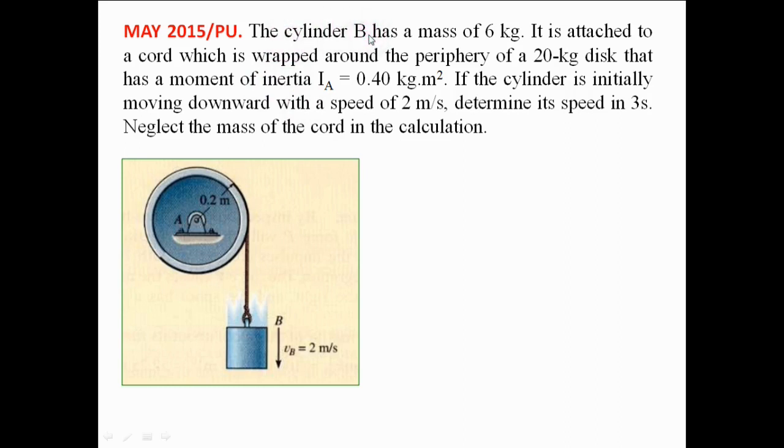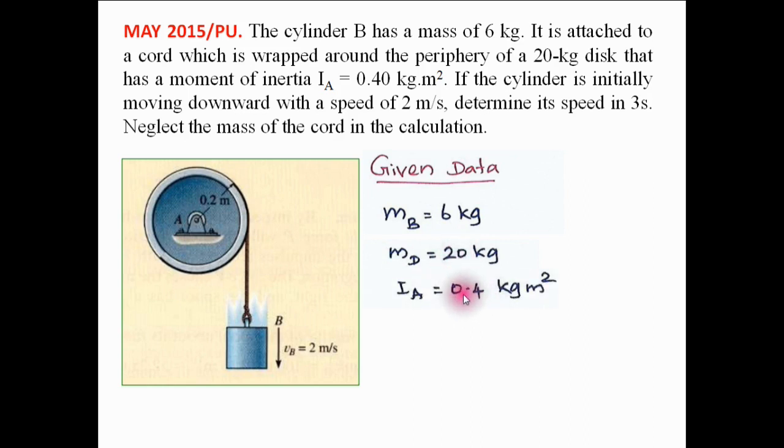The cylinder B has a mass of 6 kg. It is attached to a cord which is wrapped around the periphery of a 20 kg disc. The disc has a mass of 20 kg. The moment of inertia of the disc is 0.4 kg meter square.